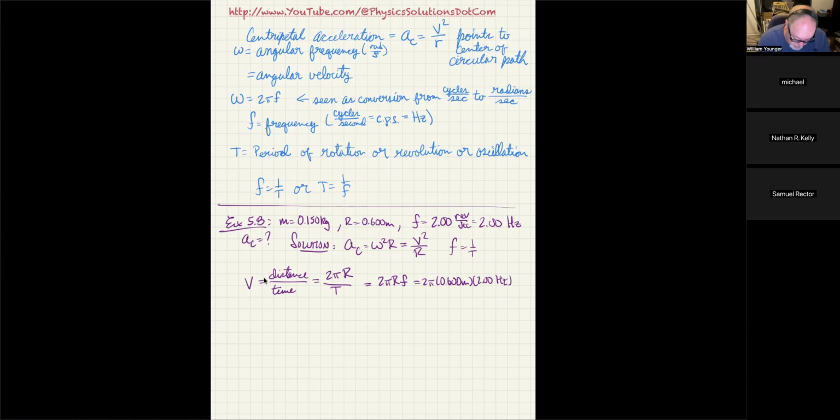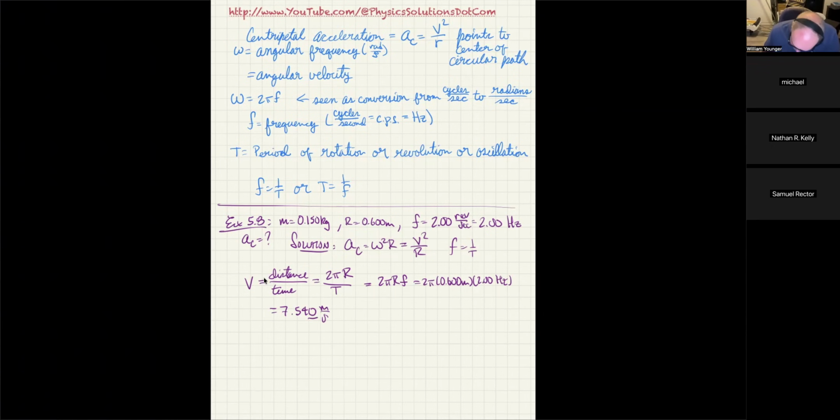2 times 3.14159 times 0.6 times 2 gives me 7.540 meters per second. Remember, our hertz is a cycle per second, so the second on the bottom is coming from the hertz, and the meters is coming from the radius. So I now have the velocity of 7.540 meters per second. I only had 3 sig figs, so that zero is not a significant figure.